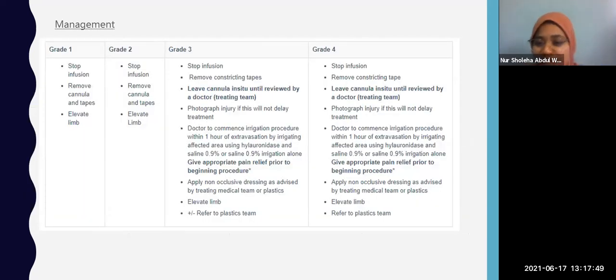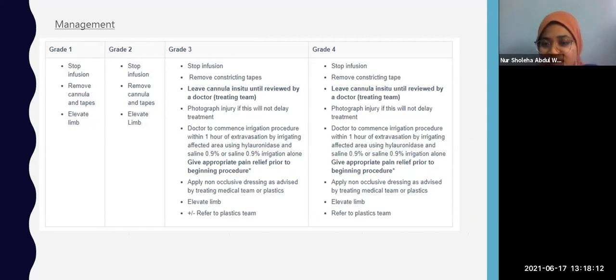Next slide, please. Okay, this is the management of the extravasation injury. As you can see, the management is different, but the management for grade 1 and grade 2 is the same, and grade 3 and grade 4 is the same. So basically, if there is grade 1 and grade 2 extravasation injury, what we need to do is stop the infusion, remove the cannula and tape, and elevate the limb.